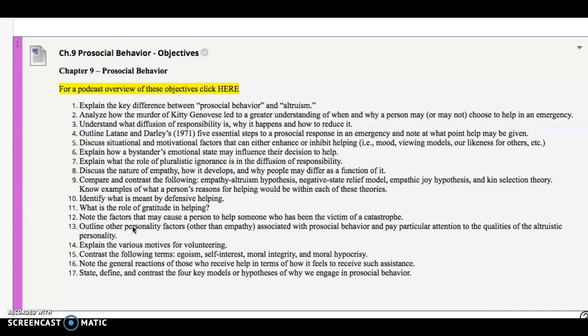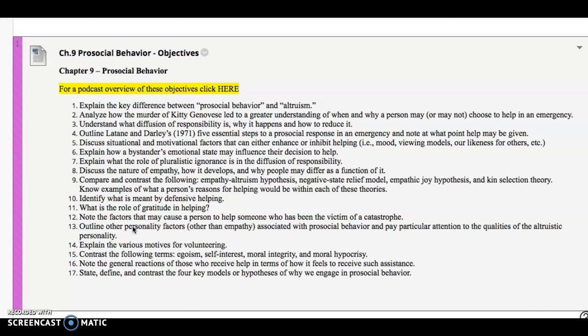Number 6, explain how a bystander's emotional state might influence their decision to help. So how might someone's emotional state play a role in whether or not they help? Also explain what the role of pluralistic ignorance is in the diffusion of responsibility.